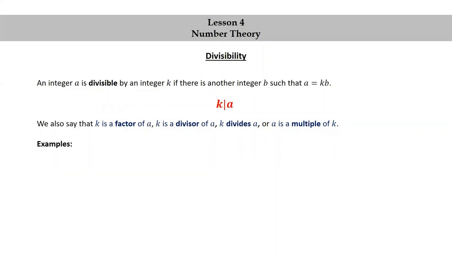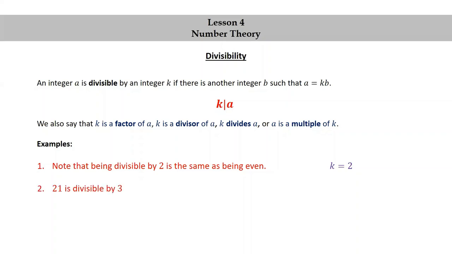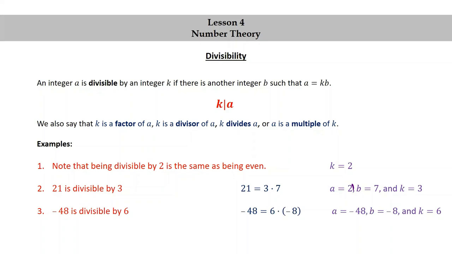Let's look at some examples. Note that being divisible by 2 is the same as being even. Here, k is equal to 2. 21 is divisible by 3 because 21 is equal to 3 times 7. Here, a is equal to 21, b is equal to 7, and k is equal to 3. Negative 48 is divisible by 6 because negative 48 is 6 times negative 8. Here, a is equal to negative 48, b is equal to negative 8, and k is equal to 6.